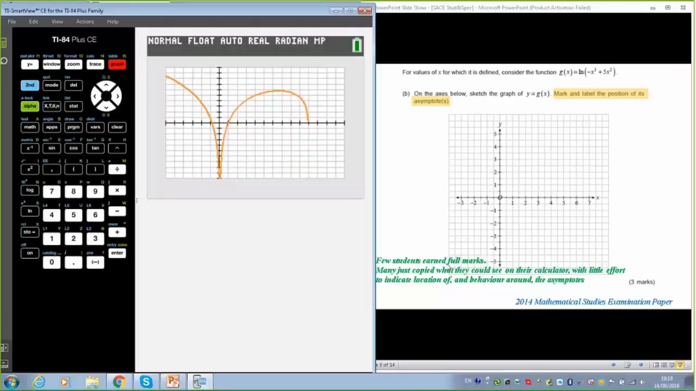Okay, so few students earned full marks with this question. Few earned 3 marks, which is, I think it's a real travesty. Many students just copy what they could see on the calculator with little effort to indicate location and behavior around the asymptote. It does say up here, and I encourage my students to have a highlighter pen with them to highlight things like this in the question, mark and label the position of its asymptotes.